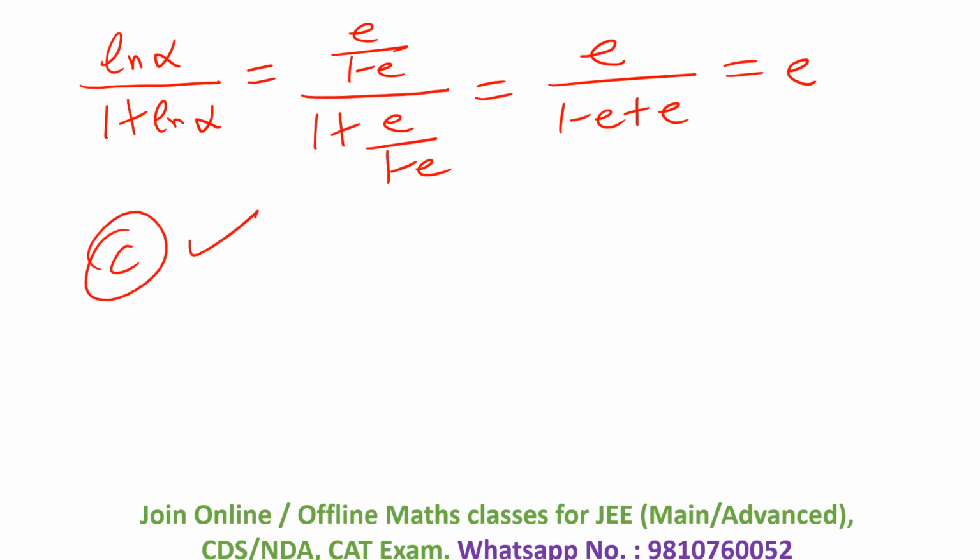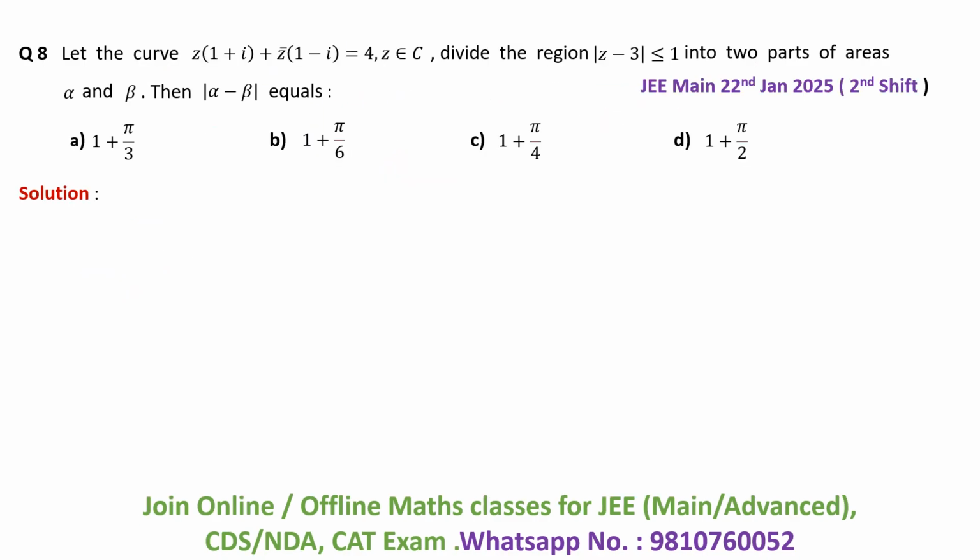Now students, we move towards the next question. Now students, this question is based on the geometry of complex numbers. It says, let the curve z into, inside the bracket, 1 plus iota, plus z bar into, inside the bracket, 1 minus iota, equal to 4, where z is a complex number, divide the region mod of z minus 3 less than or equal to 1 into two parts of areas alpha and beta, then mod of alpha minus beta equals.